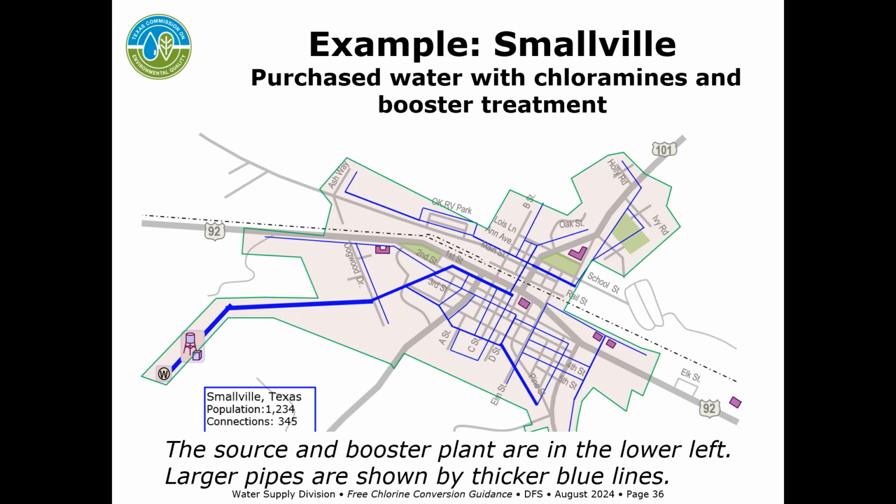All right, so let's give you an example. This is a made up PWS, and just want to point out, let's say their source and their treatment is down here in the lower left. The thicker lines represent larger pipes, and of course, thinner lines represent smaller pipes.